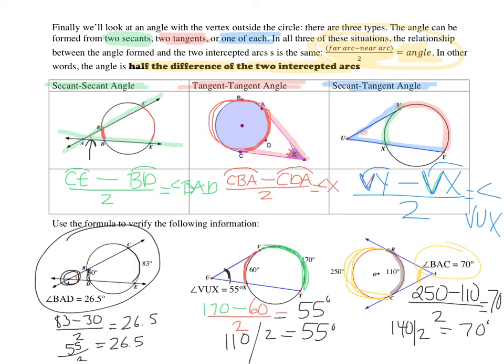So again, we were just verifying those three formulas. You do the far arc minus the near arc divided by 2 when they're intersecting outside the circle. Again, on the previous page, when they intersected inside the circle, it's just adding up the two arcs, divided by 2, and get the angle measure.